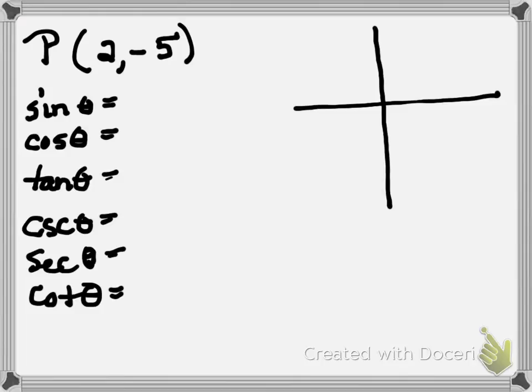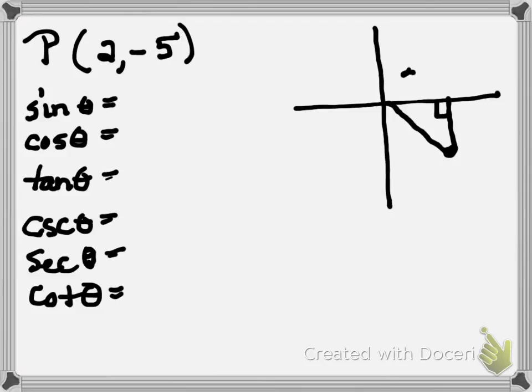Okay, so you're given a point (2, -5). We're going to sketch this right triangle in the proper quadrant. So the x value is 2, the y value is -5. So we're going to the right 2 and we're going down 5. And then we're sketching the right triangle in this way. We're always dropping a perpendicular from the point to the x-axis. We're never going to the y-axis. So we're going from the point to the x-axis and drawing in the right triangle.